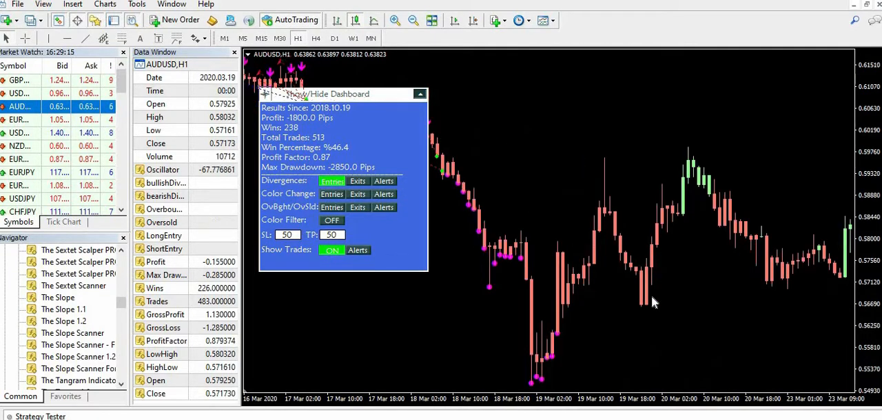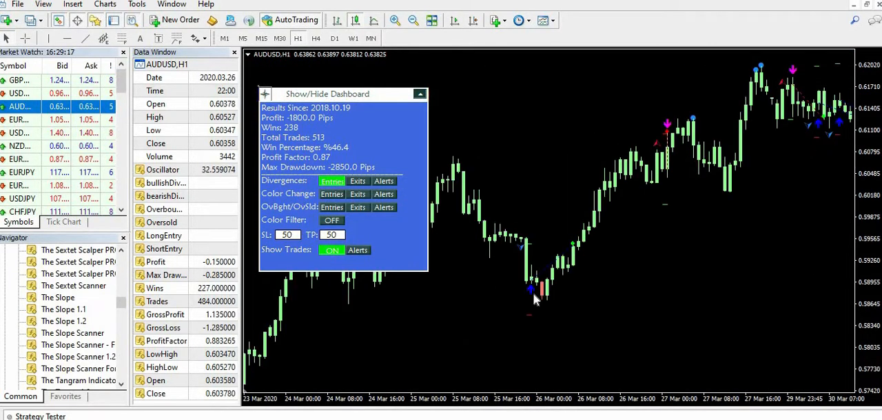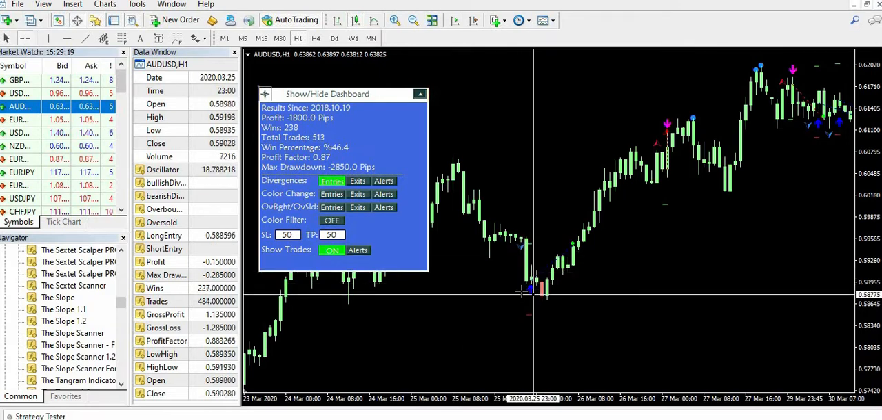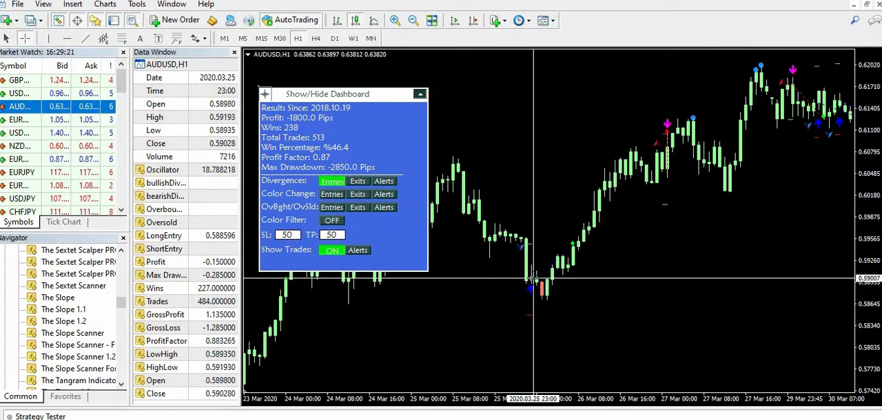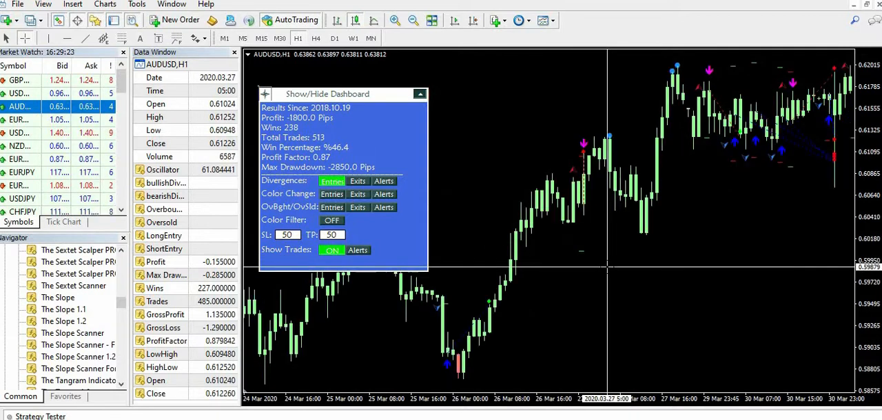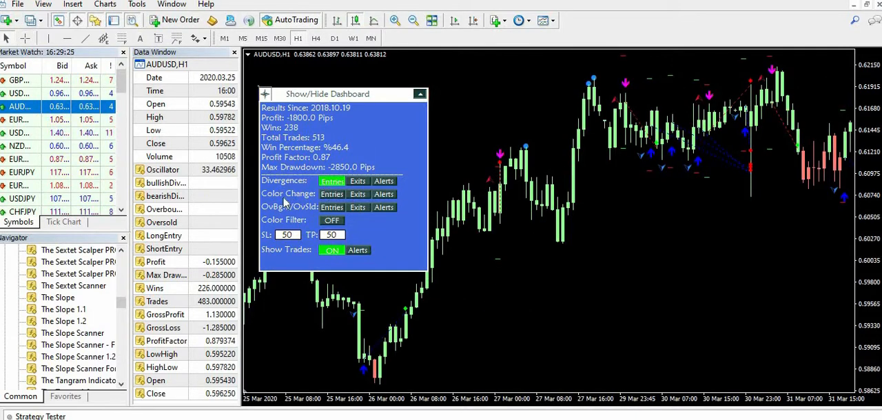Another divergence, we get another sell signal. Now, let me show you some more. Here's a divergence that happened here. 2 candles after that, we get a buy signal, and so on. Now, we have the color change entry signal. I'm going to show you how this works.